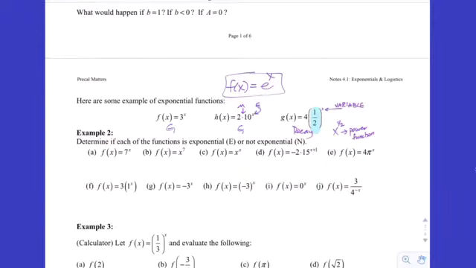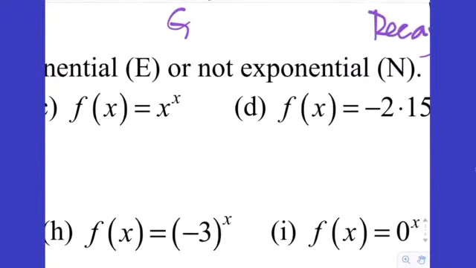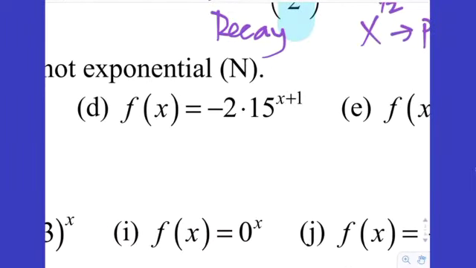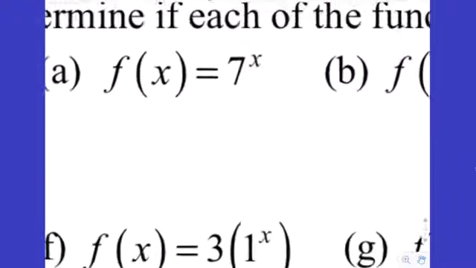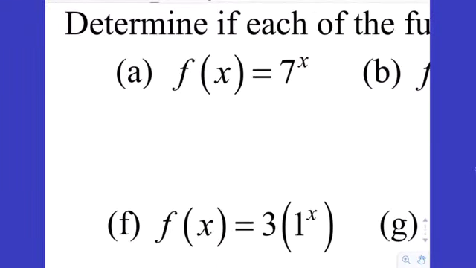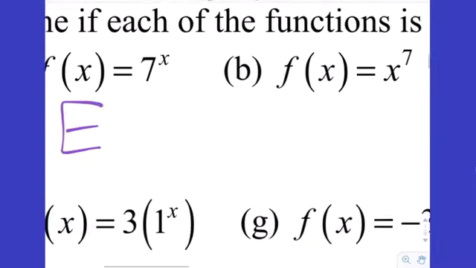Okay, example 2. Now that we know what they look like, we're going to determine if each of the following is exponential. We'll put an e for an exponential, or not exponential, we'll put an n. So e if it is, n if it's not. Letter A, f of x equals 7 to the power of x. E or n? E, good, it's exponential. The base is 7, it's exponential growth.